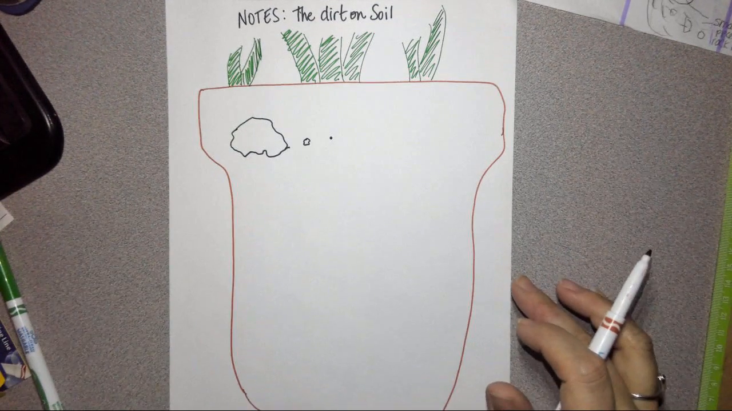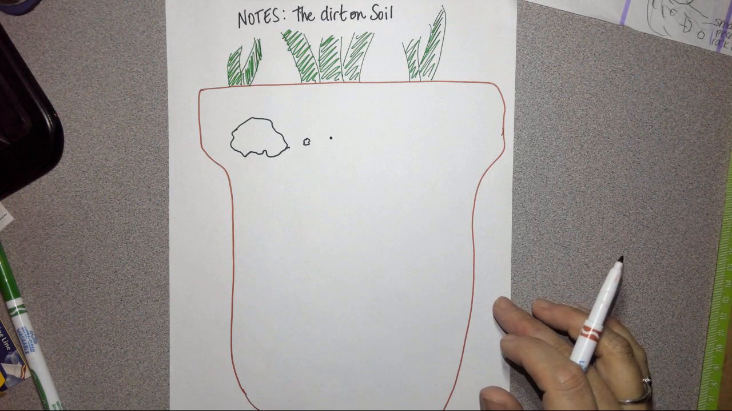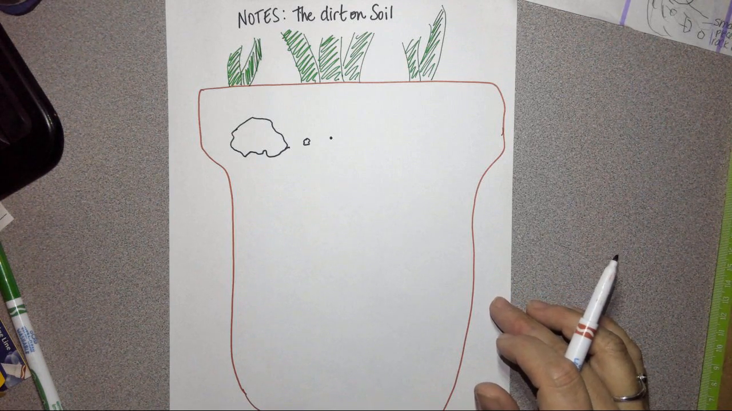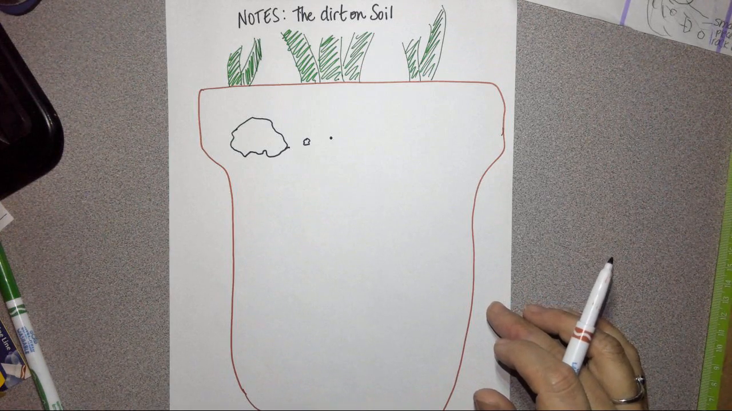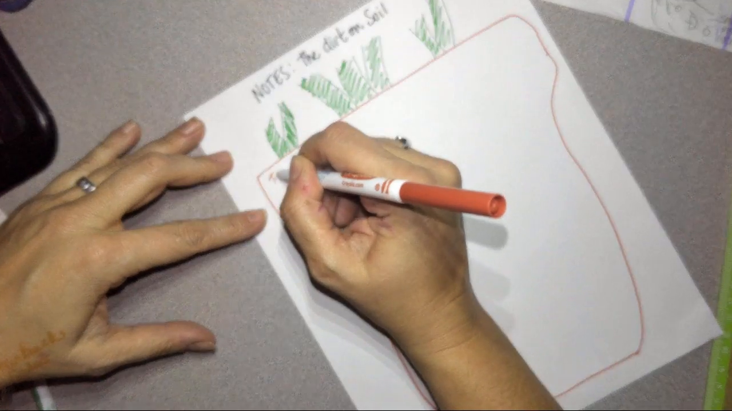So, let's look at the individual pieces or the properties of soil, okay, and then we'll talk about why they're so important. Got it? All right, so the first one is texture.